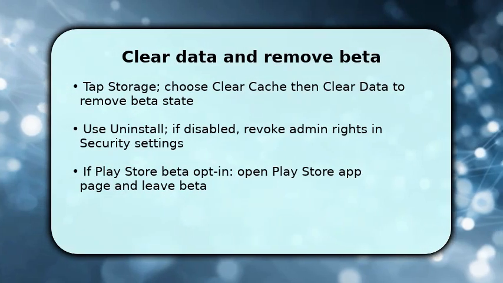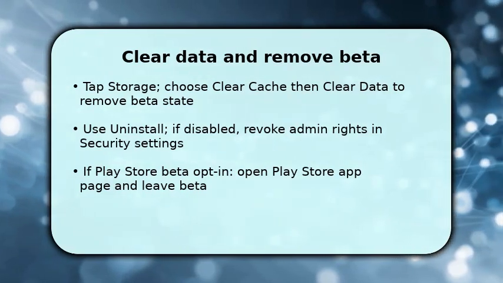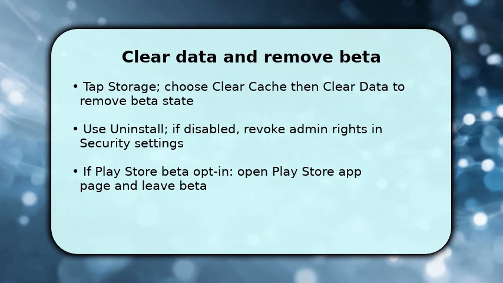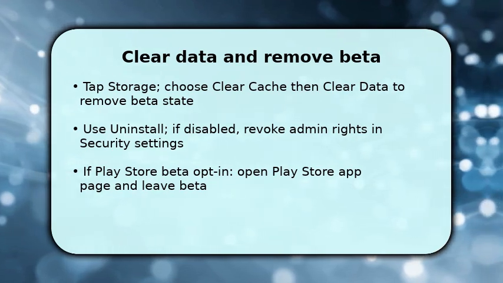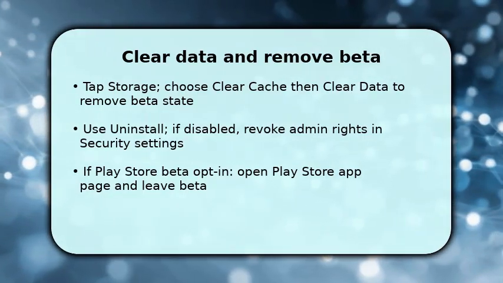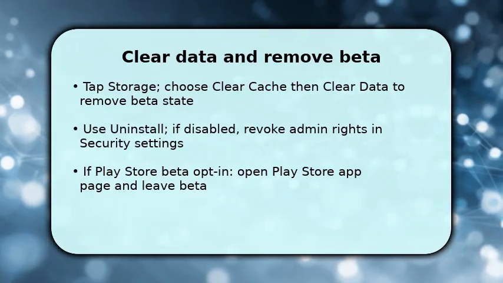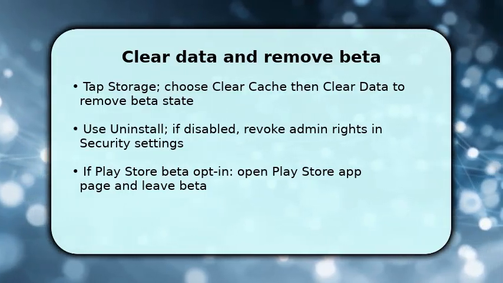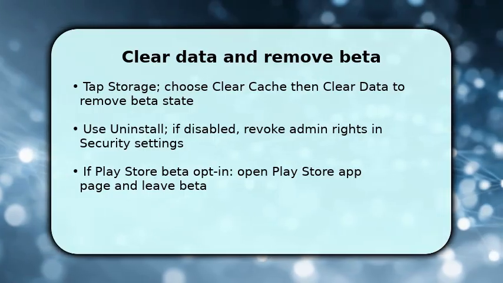You clear cache first to remove temporary files, then choose Clear Data to wipe the app's local beta state. This ensures the app won't restart in beta mode. After that, press Uninstall and confirm. If uninstall is grayed out, go to Security or Device Admin Apps and revoke any admin rights for WhatsApp.